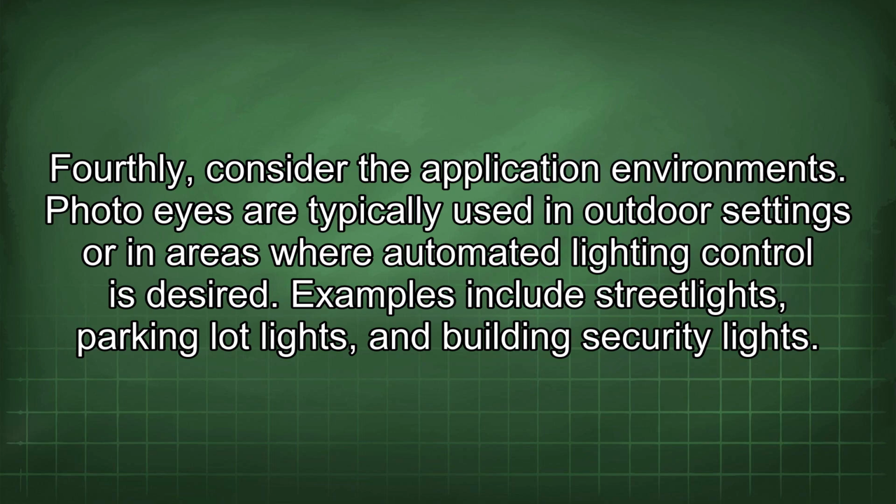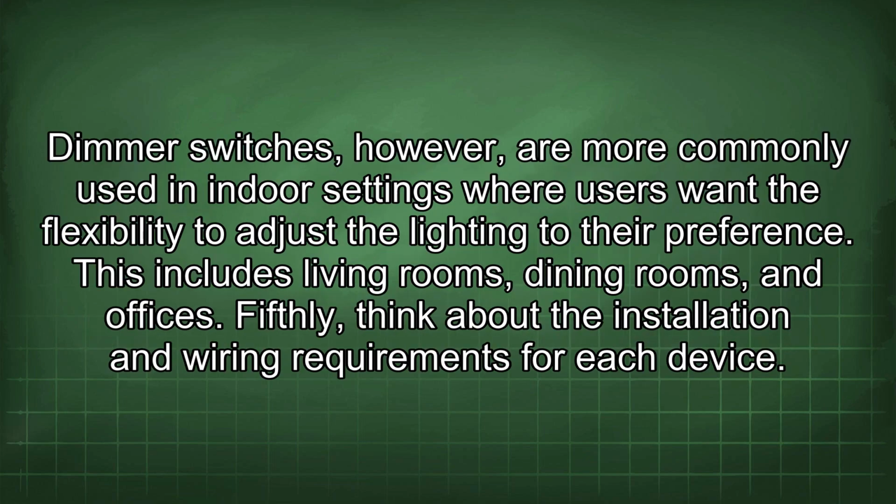Photo eyes are typically used in outdoor settings or in areas where automated lighting control is desired. Examples include streetlights, parking lot lights, and building security lights. Dimmer switches, however, are more commonly used in indoor settings where users want the flexibility to adjust their lighting to their preference. This includes living rooms, dining rooms, and offices.